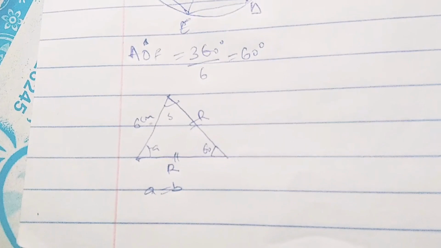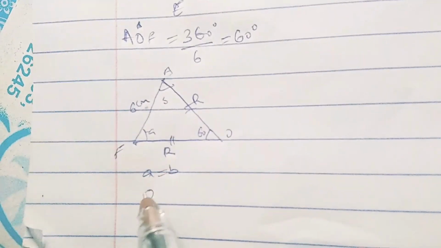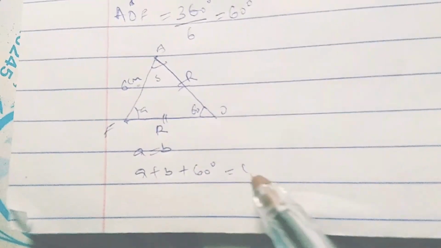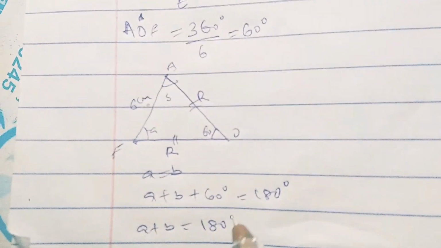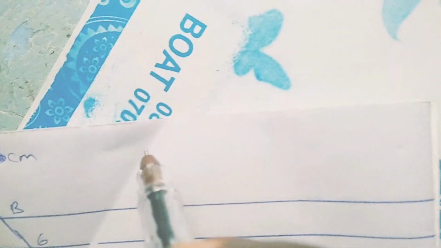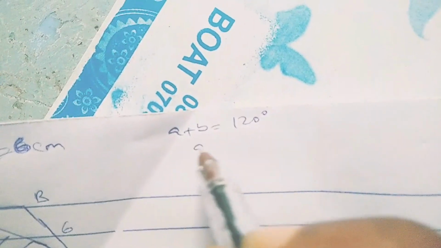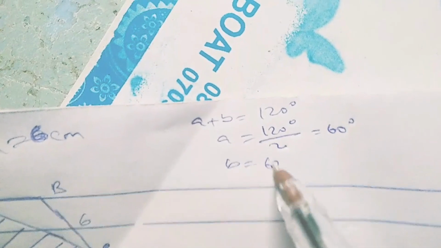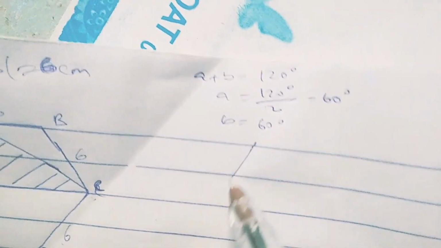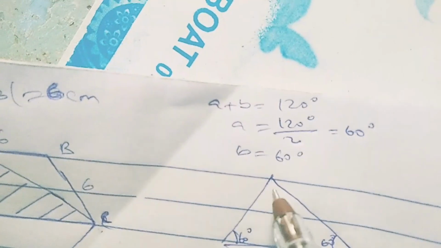Now if that is the case, so this is F, this is A, and this is O. We can now say that A plus B plus 60 degrees is equal to 180 degrees. That is to say that A plus B is 180 degrees minus 60 degrees. So it means that our A plus B is equal to 120 degrees. Since A and B are equal, A is equal to 120 degrees divided by 2, which is 60 degrees, and B is also 60 degrees. So the whole angles there are 60 degrees, 60 degrees, and 60 degrees.